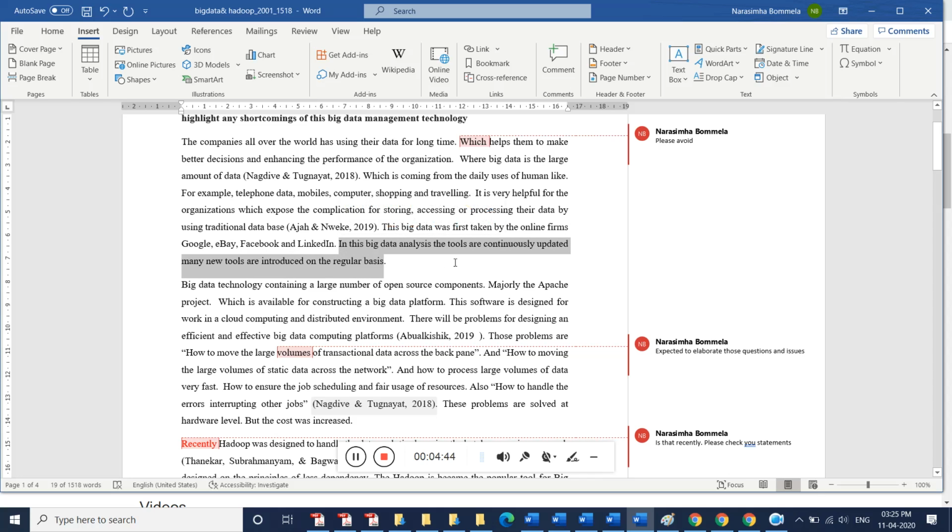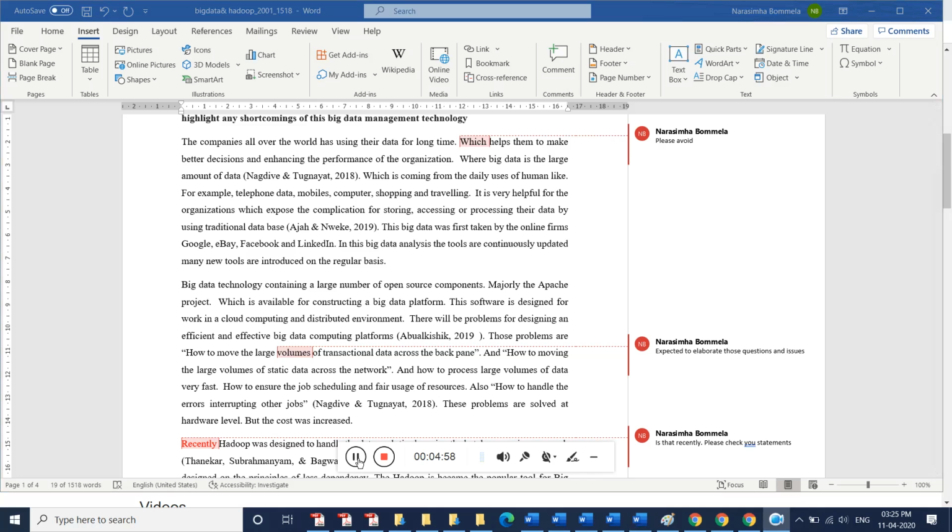Maybe you could have said that big data tools are upgraded on a regular basis. No, you can't say "regular basis" also. Big data tools are frequently updated and released. Or, big data tools are becoming dynamic these days, and most of the tools are replaced with new ones. In that way you could have mentioned it. See, your purpose is that you want to convey that big data tools are upgraded very frequently.